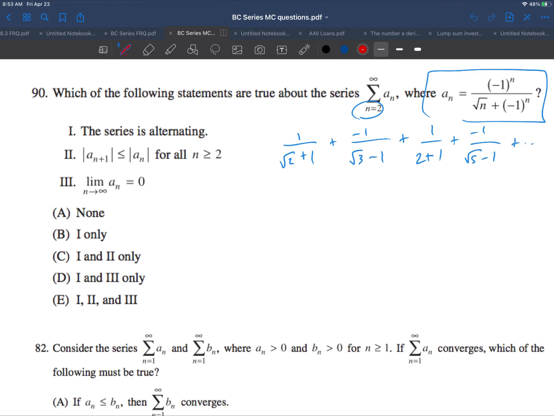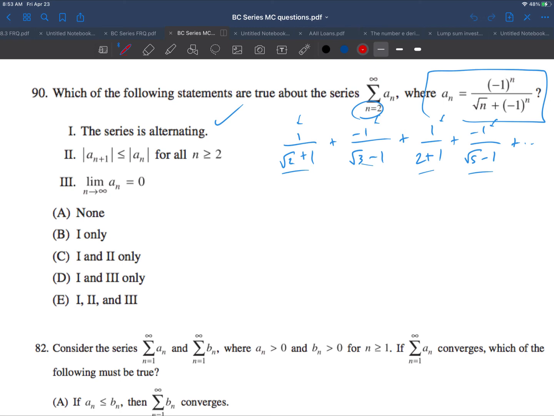And so forth. So if you look at this, the first statement says the series is alternating. So if you look on top and bottom, the tops definitely go back and forth between 1 and -1. And the bottoms, square root 2 plus 1, square root 3 minus 1, square root 4 plus 1, square root 5 minus 1, those are all positive numbers. So the fractions are going to go back and forth between positive and negative. So that one is true.